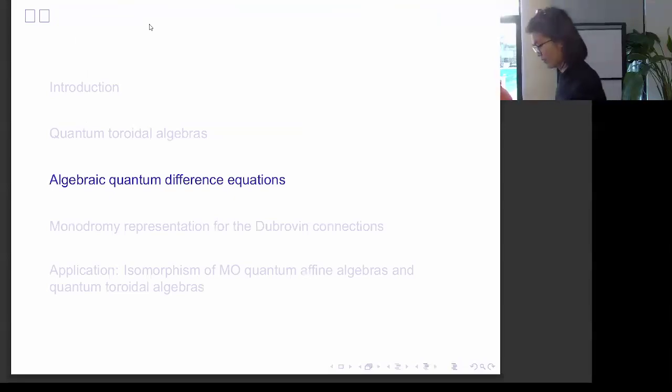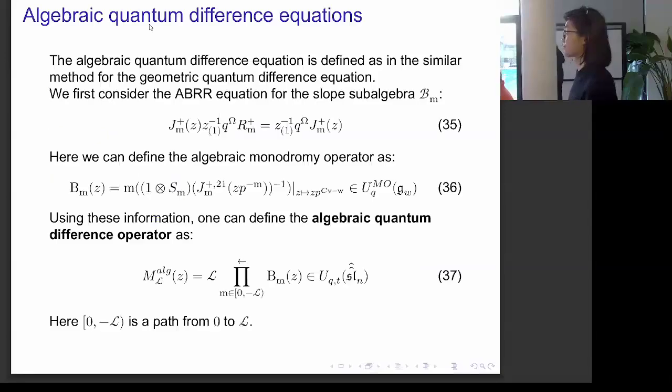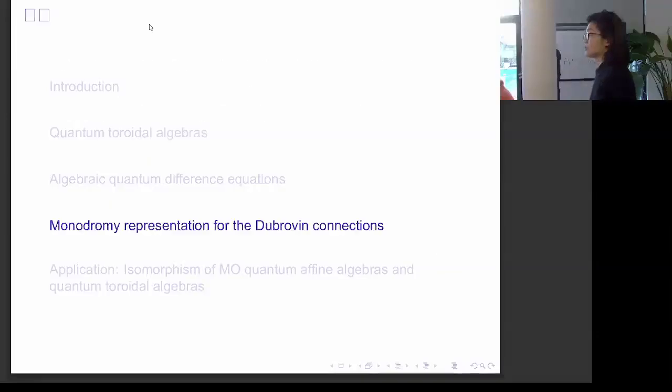So for now, we're going to go to what is the quantum difference equation from the quantum toroidal algebra side, and I should call it the algebraic quantum difference equation. The algebraic quantum difference equation is defined in a similar method to the geometric quantum difference equation, which is the Okounkov-Smirnov quantum difference equation.